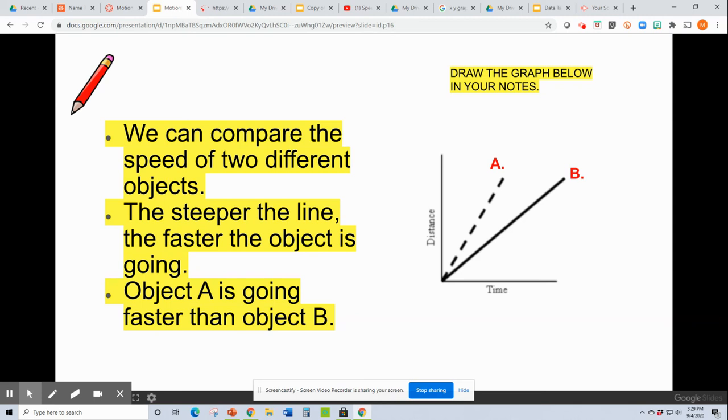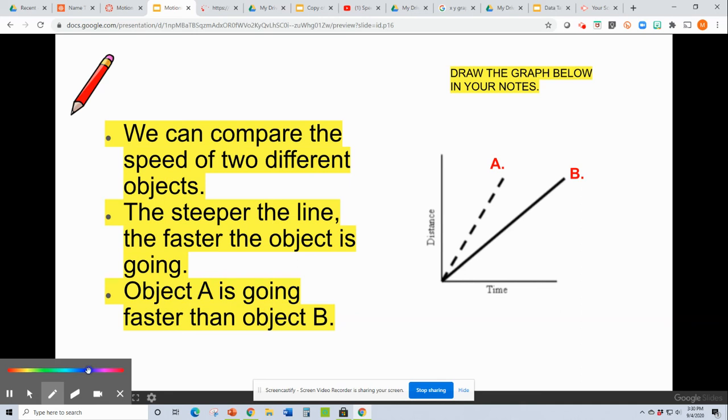We can compare the speed of two different objects. The steeper the line, the faster the object is going. So if I was given this graph, first I need to note this is a distance time graph because we will be looking at other motion graphs. And I can see that this dashed line is much steeper than this solid line. So that tells me that object A is going faster than object B.